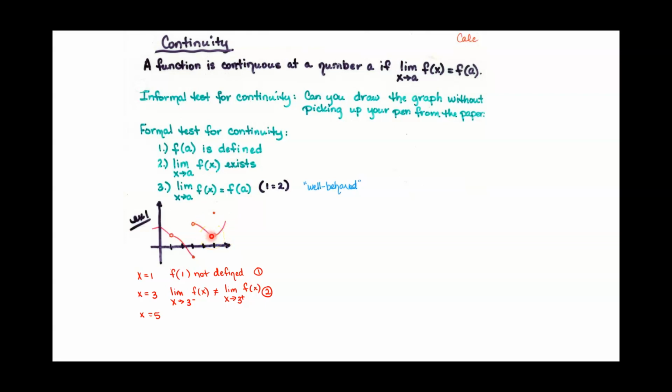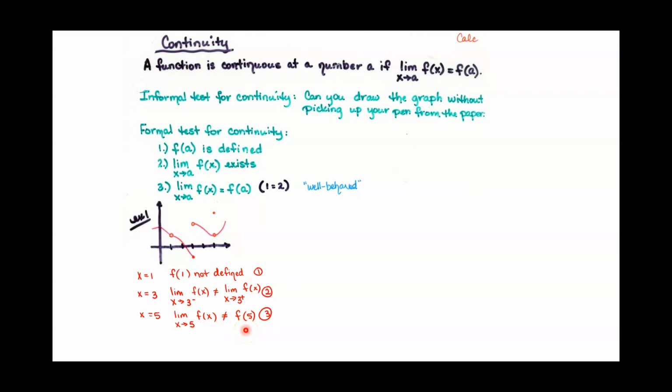But the problem here is that the answer that I got for f of a does not equal the answer that I got for the limit. And so that would be the problem. That's the third part of that definition, that the limit doesn't equal f of a. The answer that I got for number 1 and the answer that I got for number 2 are not the same thing.